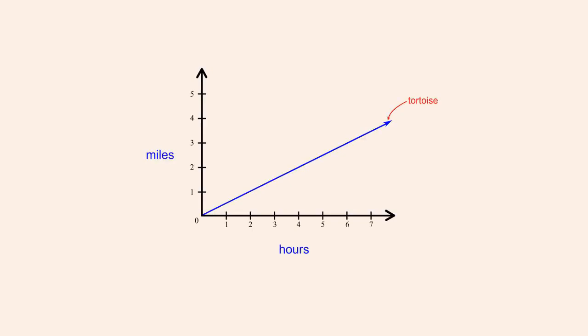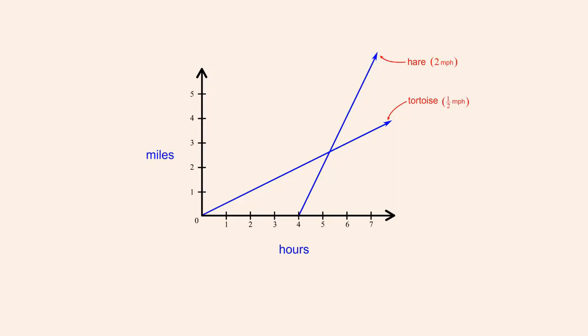So 4 hours after the race has begun, the hare is still 0 miles from the starting line. But from this point on, he travels at a constant speed of 2 miles per hour. Since the hare travels at a faster rate than the tortoise, the hare's graph has a greater slope.